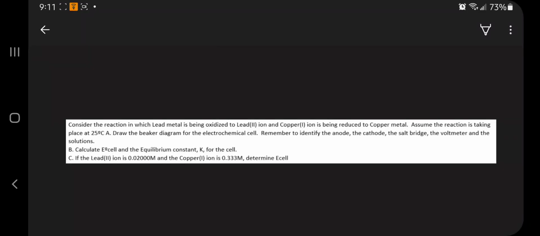Consider the reaction in which lead metal is being oxidized to lead 2 ion and copper 1 ion is being reduced to copper metal. Assume the reaction is taking place at 25 degrees Celsius. A. Draw the beaker diagram and the electrochemical cell. Remember to identify the anode, the cathode, the salt bridge, the voltmeter, and the solutions. And B. Calculate the E cell, which is the cell potential, and the equilibrium constant K for the cell.